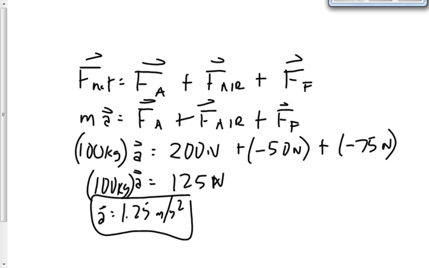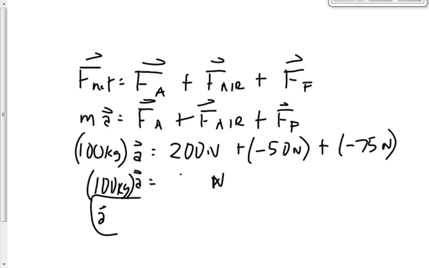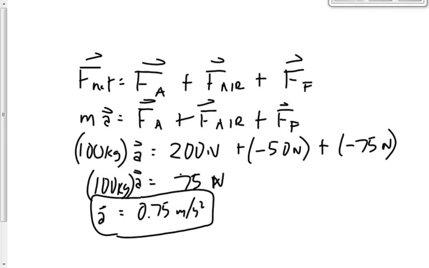Made a mistake here, guys. 200 plus neg 50 plus neg 75. This gives me 125, right? So it should give me 75, right? Thank you, Fraser. So 75 newtons would be the net force, not 125. And 75 divided by 100 gives me the acceleration, 0.75 meters per second squared. So the method is correct. It's just the simple addition was incorrect there.